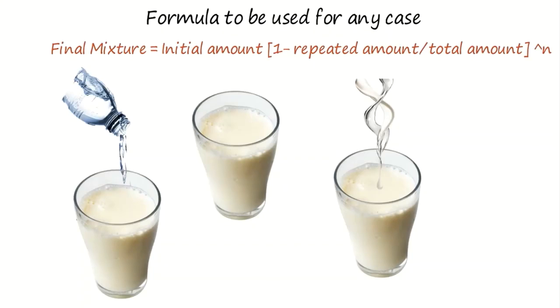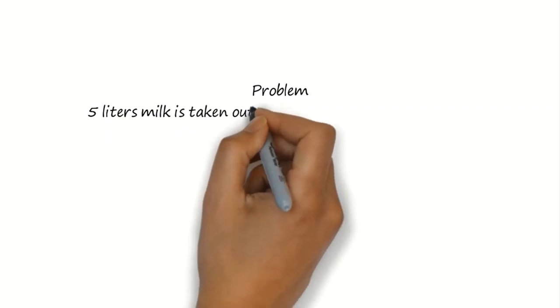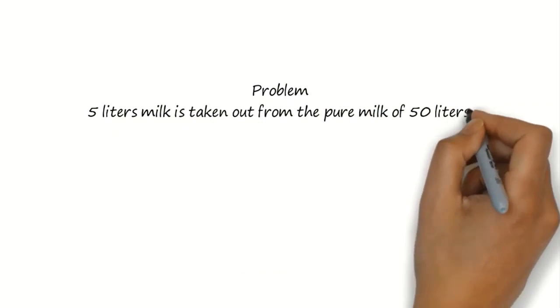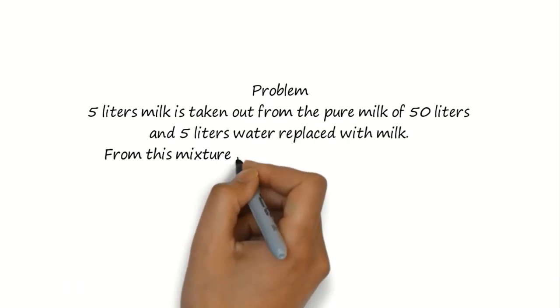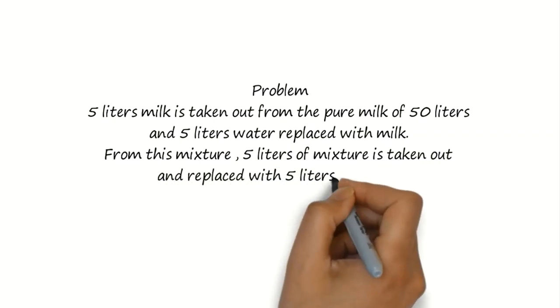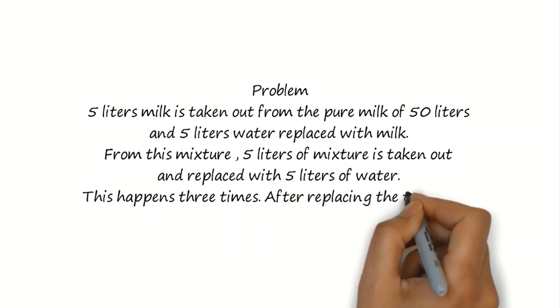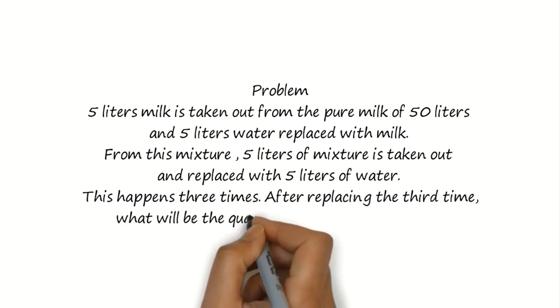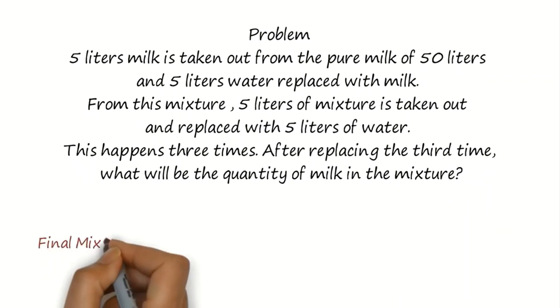I know this sounds a little confusing, but it would be very easy to understand through problems. So let's consider a problem which states that 5 liters of milk is taken out from a jar of milk of 50 liters and replaced by 5 liters of water. Again, from this mixture, 5 liters is taken out and replaced with 5 liters of water. This happens thrice. So now the question is, what is the amount of milk in the existing mixture?